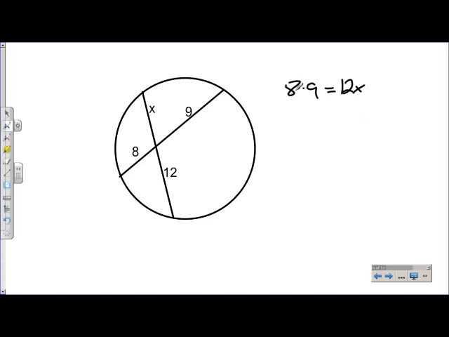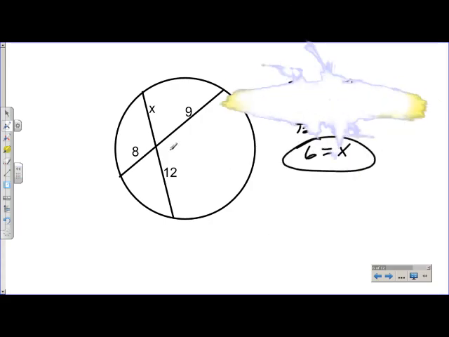So 12x. 8 times 9 is 72. That equals 12x, and then I divide by 12. And I have x is equal to 6. Alright? Not bad at all.